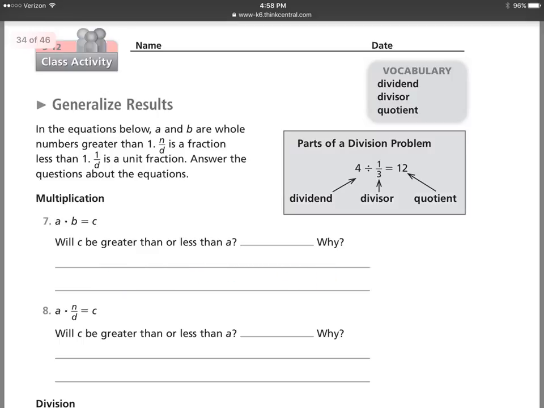For number 8, we're taking A, which is a number greater than 1, but a whole number. We're going to multiply it by a fraction, N over D, which is a fraction that's less than 1. It could be any fraction as long as it's proper. It can't be improper. It says it's less than 1 up here. Has to be less than 1, and that means that it's proper. So if you're multiplying a whole number times a proper fraction, will the answer be less than or greater than A? These are just making predictions, which we've already done.